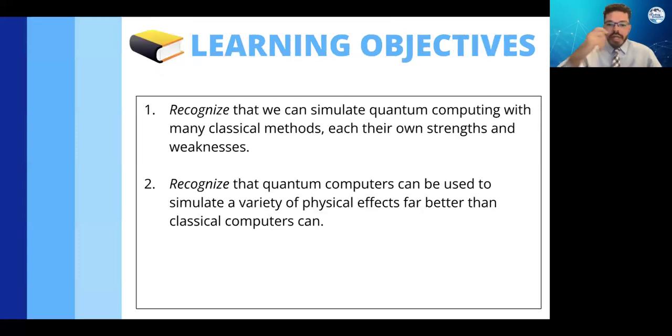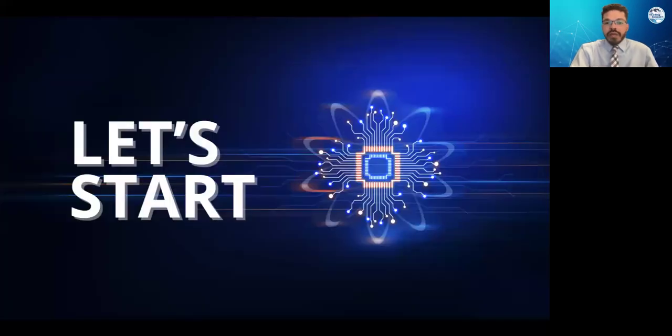So our learning objectives today: we want to recognize that you can simulate quantum computing with many classical methods, and they have their own strengths and weaknesses. And underneath that, we're going to talk about why you might even want to simulate a quantum computer with a classical computer, because as you might imagine, that simulation isn't really efficient, because classical information and quantum information are different kinds of things. And then we want to recognize that quantum computers can be used to simulate physical effects far better than classical computers can. Okay, so with those two things, let's get started for today.